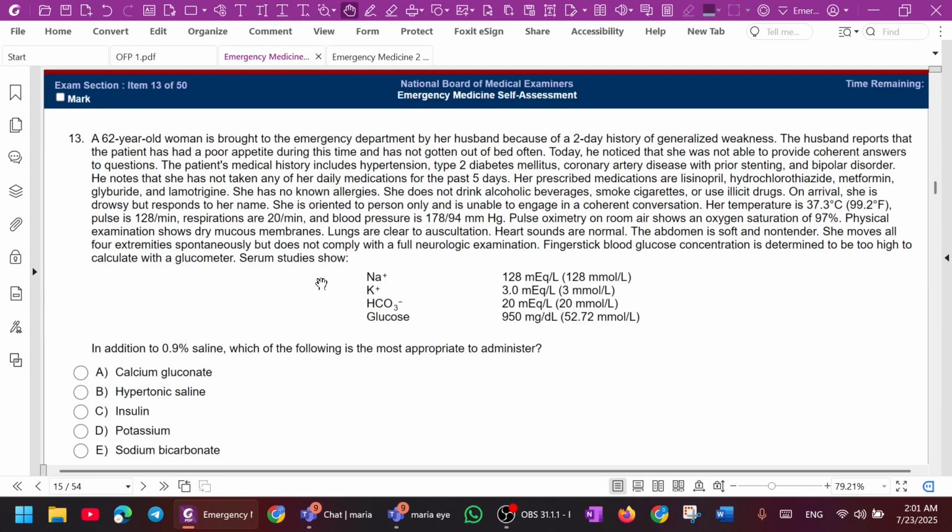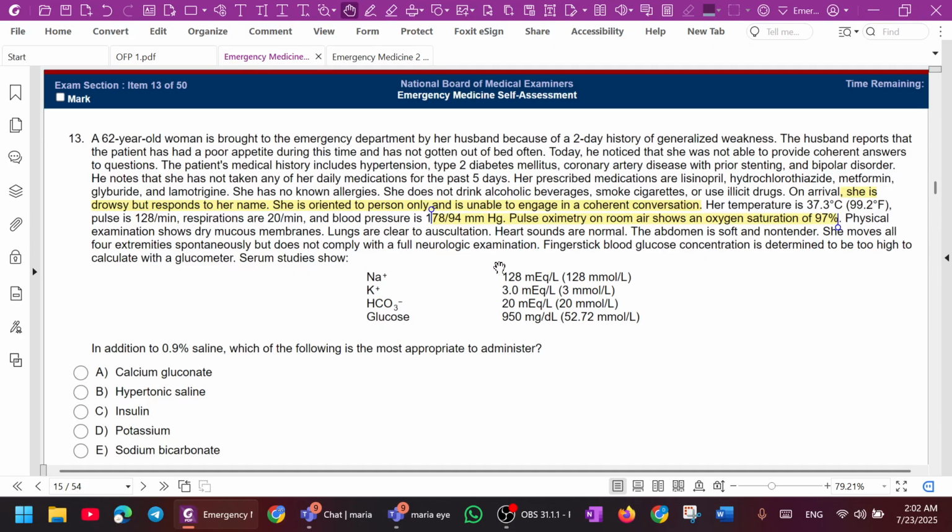On arrival, the patient is drowsy but responds to her name. She is oriented to person only and is unable to engage in coherent conversation. Temperature is 99, pulse 128, respiration 20, blood pressure is high at 178 by 94, and pulse oximeter on room air shows 99%.